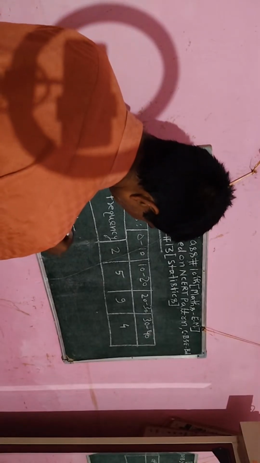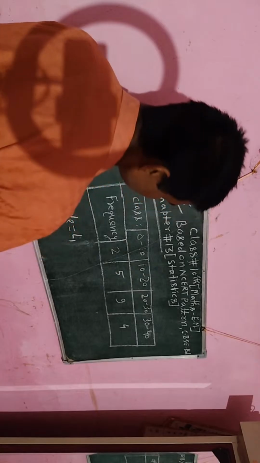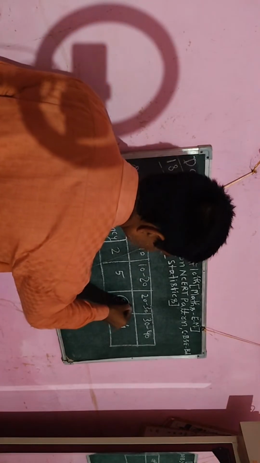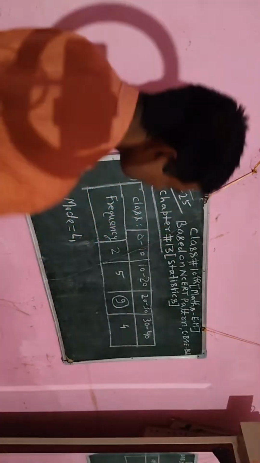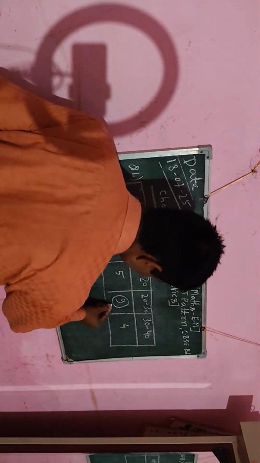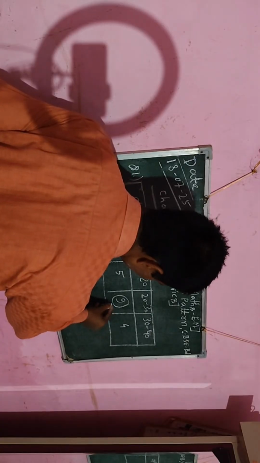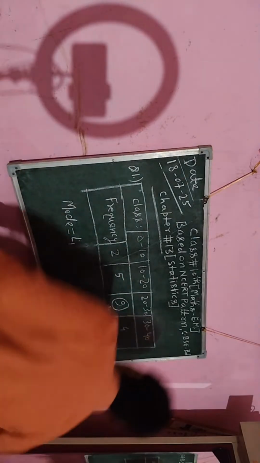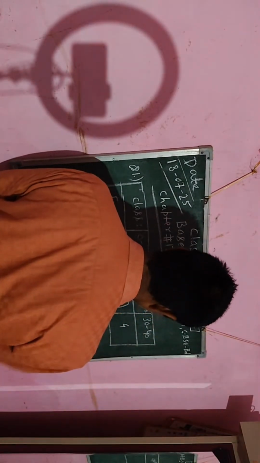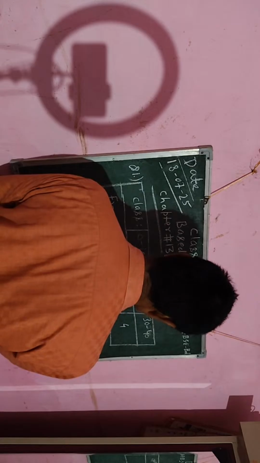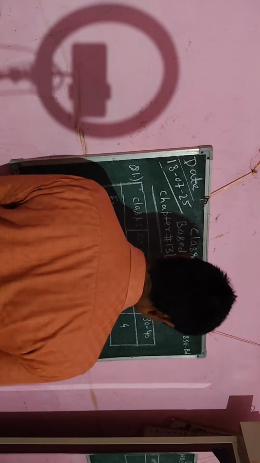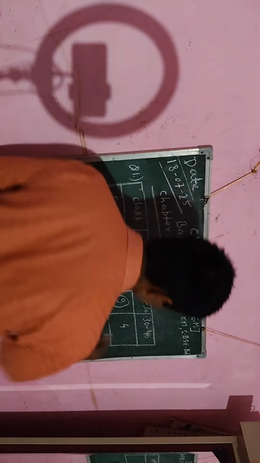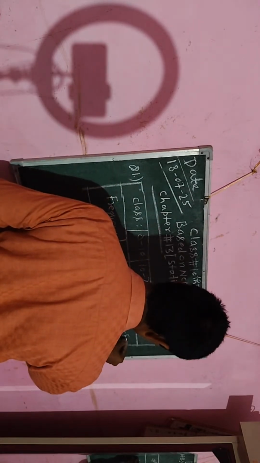Mod is equal to L1, where L1 is the lower limit of the class corresponding to the maximum frequency. I will write the maximum frequency here as F1, and the frequency before it will be F0, and the frequency after it will be F2.